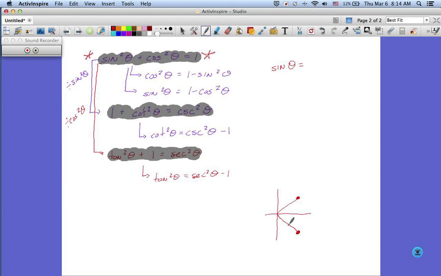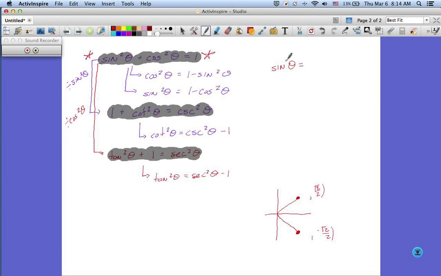Well, here at negative 45 degrees, I get the opposite. I get negative root 2 over 2, right? So, let's do root 2 over 2. We're just looking at the y-coordinate, and down here I'm at negative root 2 over 2. So the sine of 45 gives me positive root 2 over 2. The sine of negative 45 gives me negative root 2 over 2.